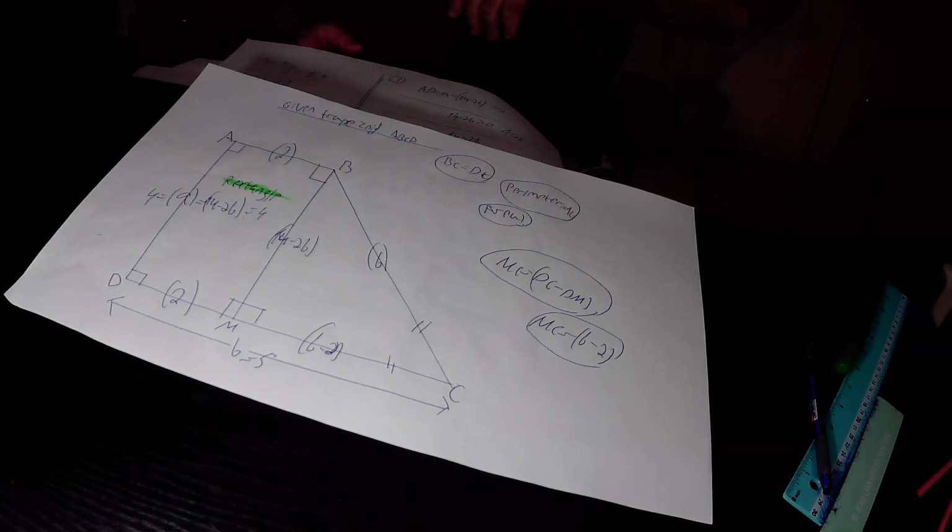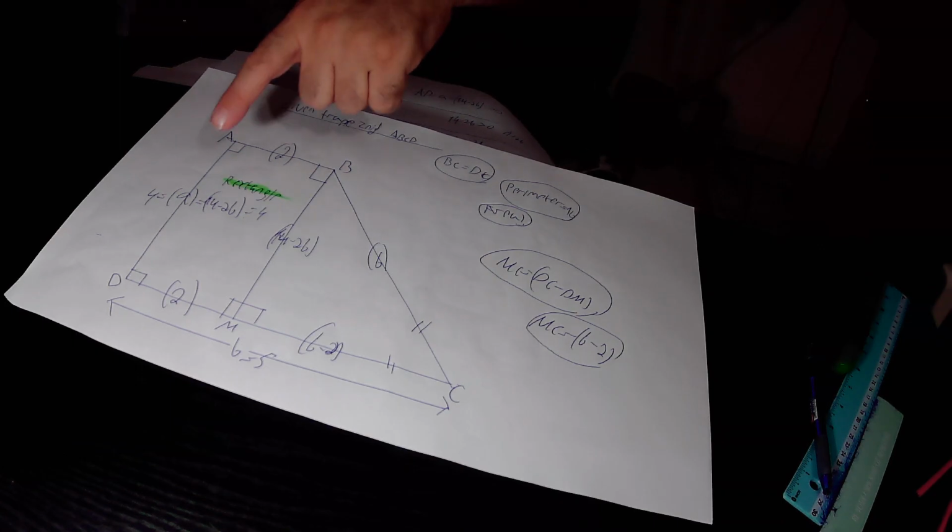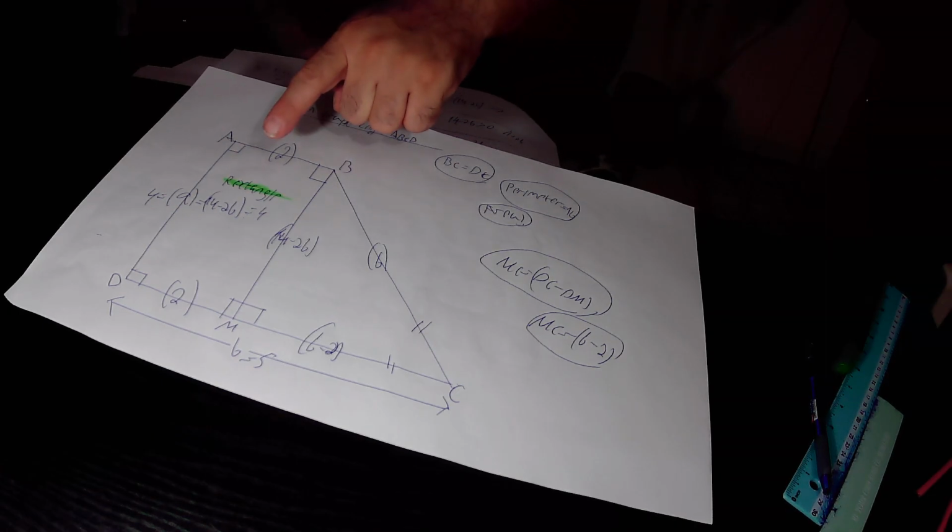We know that AD is one side of this trapezoid ABCD, and according to our definition, AD equals A units in its length, and we already found out that A equals 14 plus 2B.